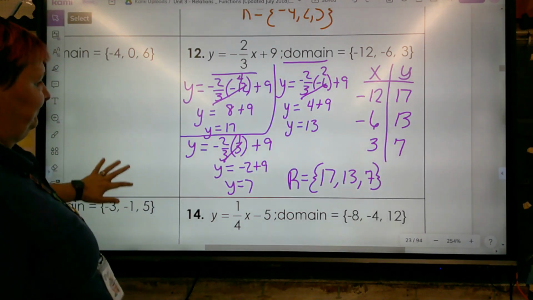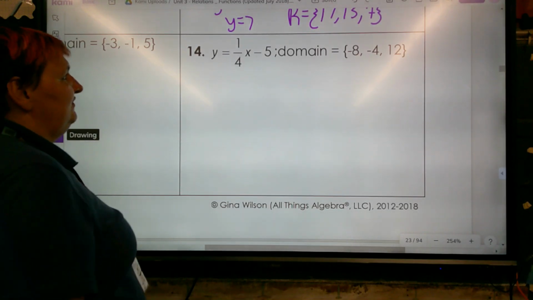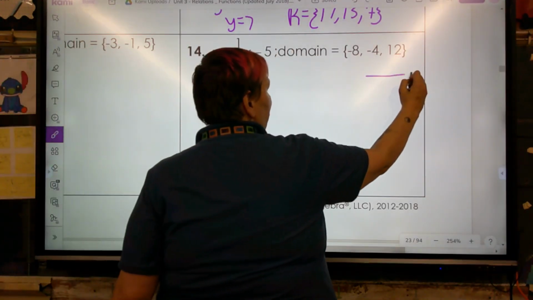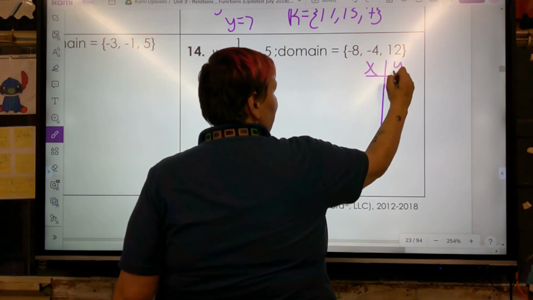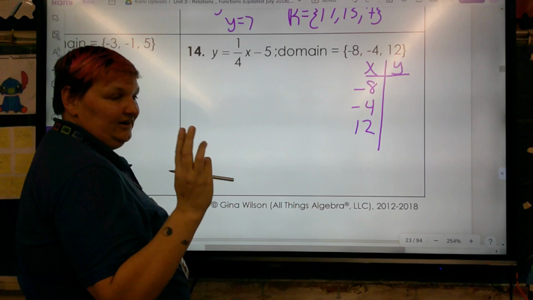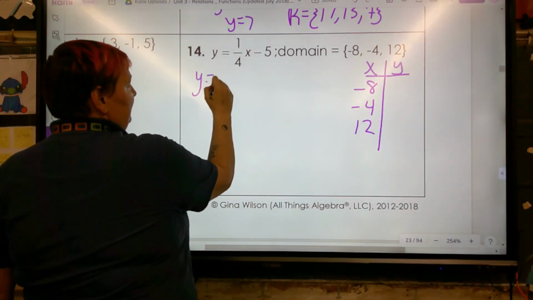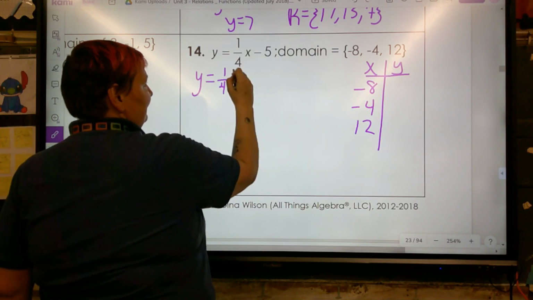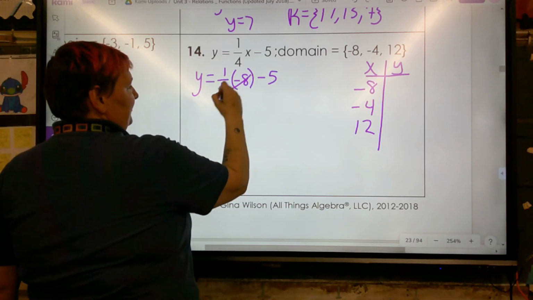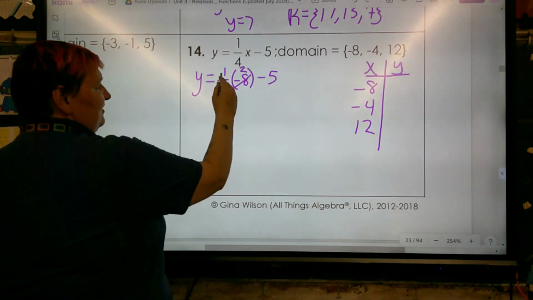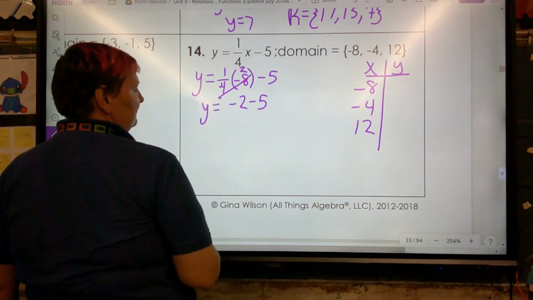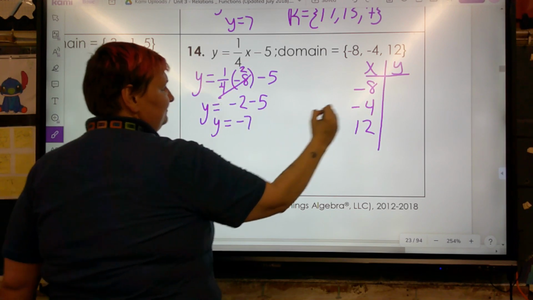One more. It's the same exact thing. Domain, function. Create your table. Your x values are -8, -4, and 12. You're going to have to solve this 3 times. The function is y equals 1/4 times x, which is -8 minus 5. 8 divided by 4 is 2. 1 times -2 is -2 minus 5. So y equals -7.